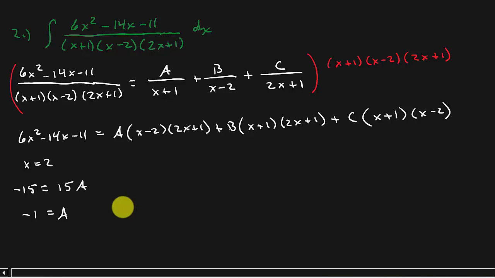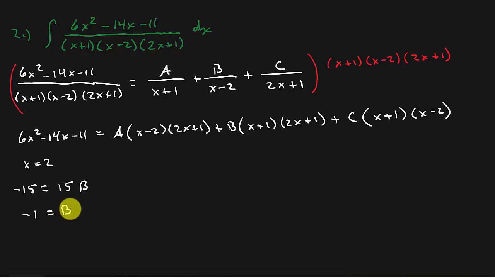Nah, I'm such a dummy. That's b. B is negative 1. I don't know why I wrote down a. All right, so that's for x equal 2.